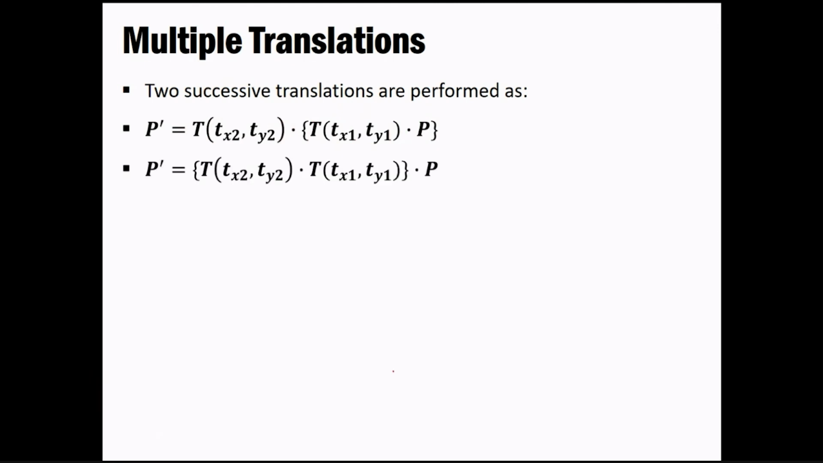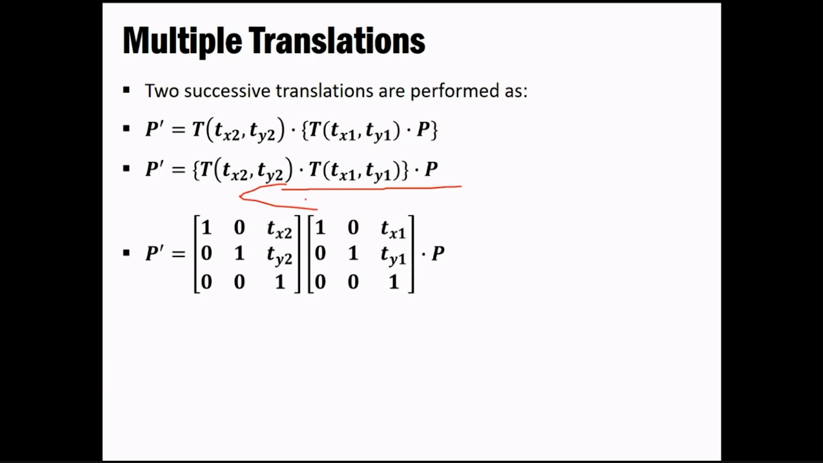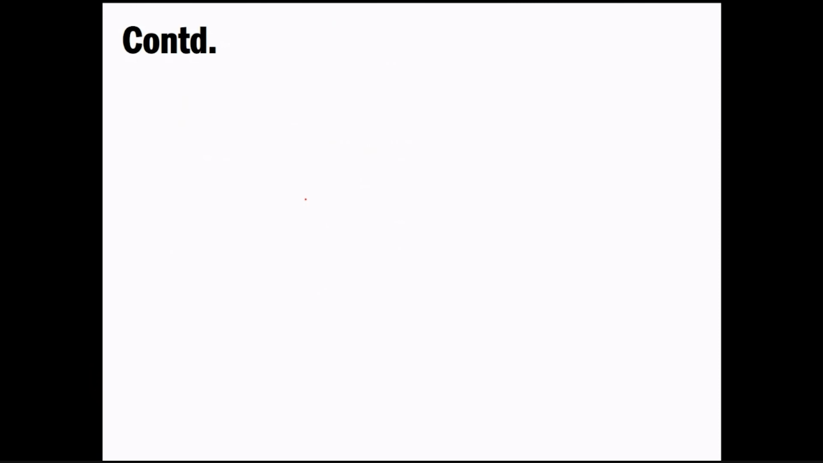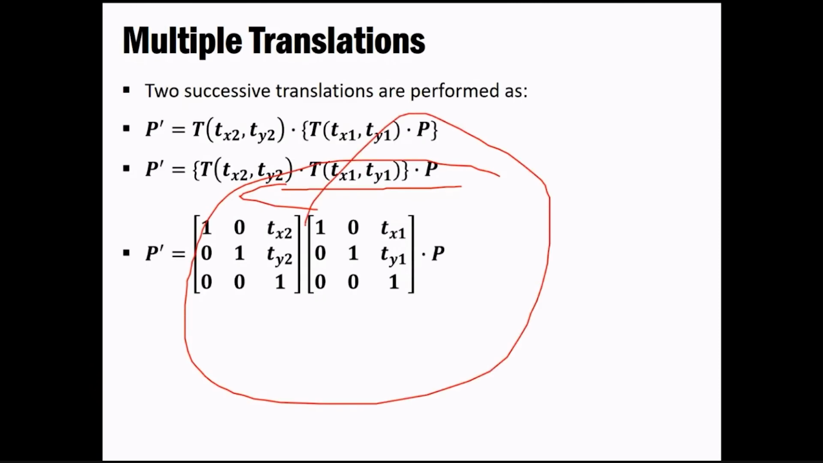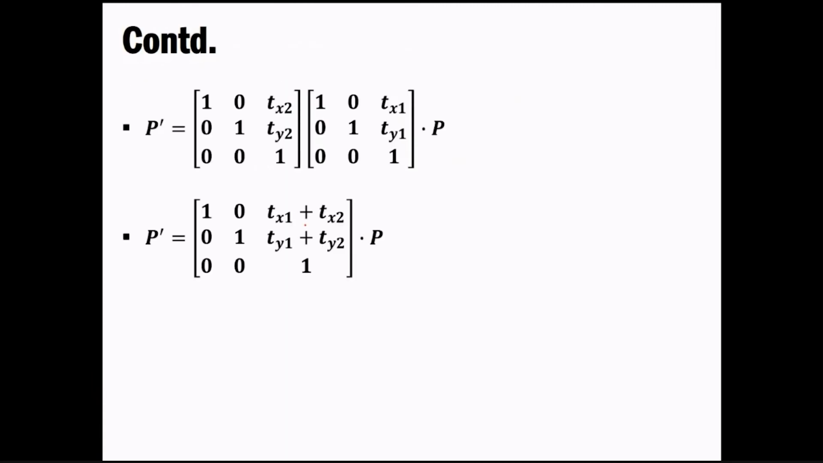Then you have to shift over here, so you go in this direction. Based on this you have this representable form. That is what you have to keep in mind for multiple translations. It can be more than one, more than two, more than three, based on your requirement. Now we will further simplify it.